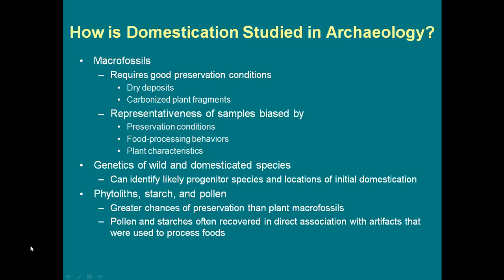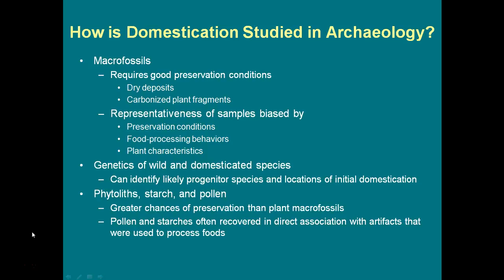Two different approaches are used to study domestication in archaeology, as is discussed by Bruce Smith in the article from Science that you are to read. There's the archaeological approach to recover specimens, often what we call macrofossils, that can be analyzed. And then the other approach is the biological approach, to look at the genetics of wild and domesticated species. And Smith talks about how these two approaches work very closely together in order to help define where plants were domesticated and how they spread from the initial center of domestication.